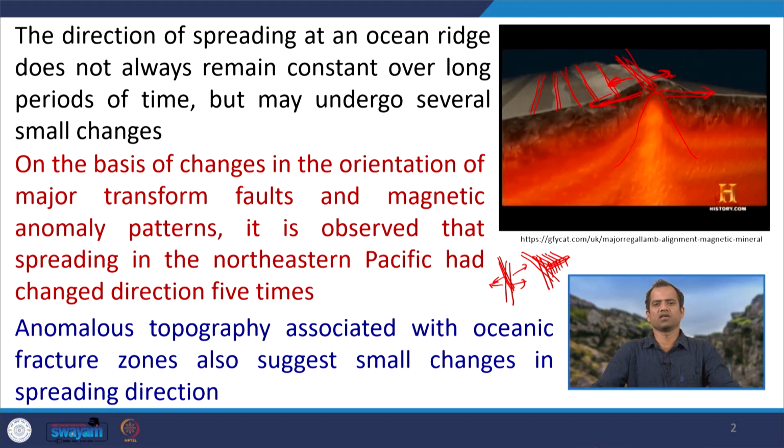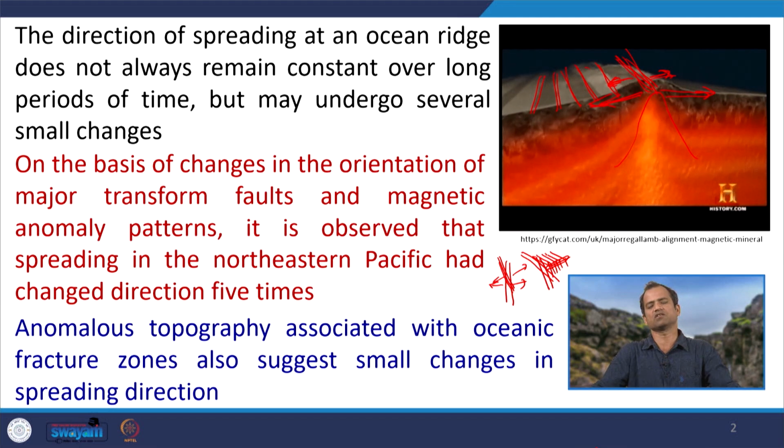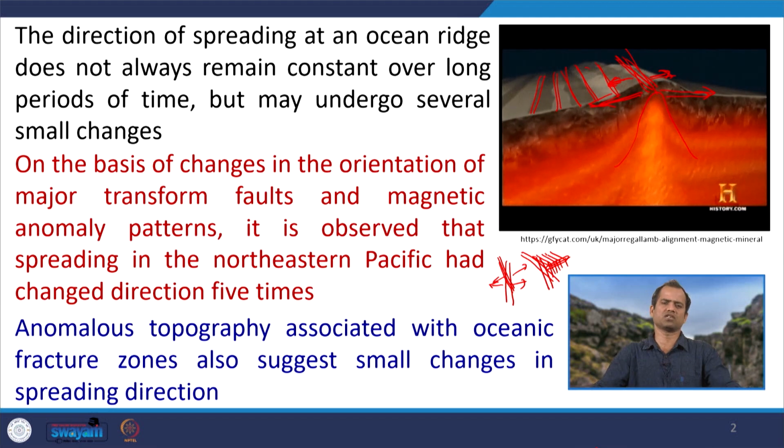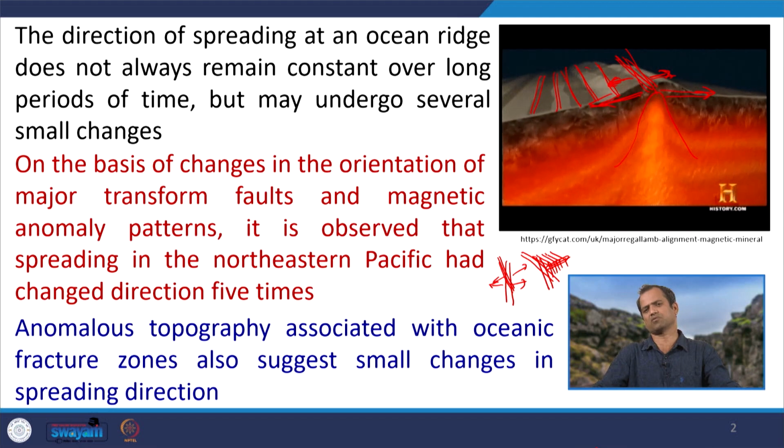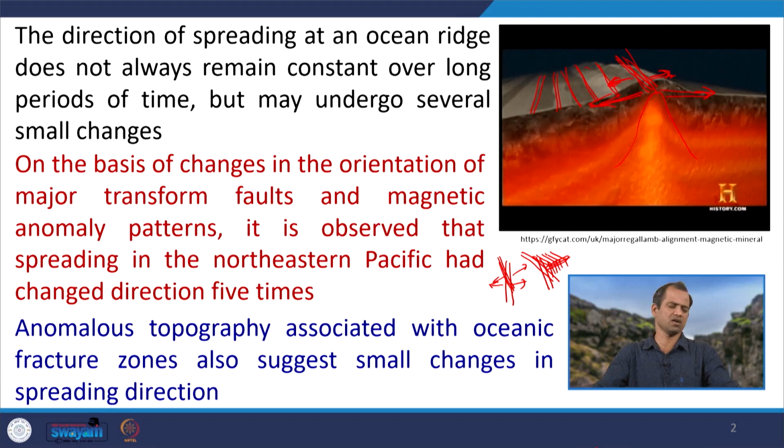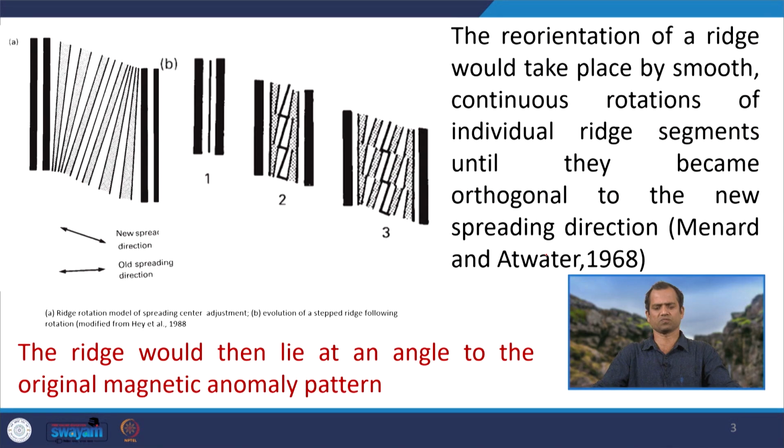Anomalous topography associated with the oceanic fracture zone also suggests small changes in the spreading directions. So, the oceanic fracture zones or transform faults reorient themselves, and that is why we find topographic variation, microtopographic variation, at the reoriented part of these oceanic fracture zones. Then the ridge would lie at an angle to the original magnetic anomaly pattern.